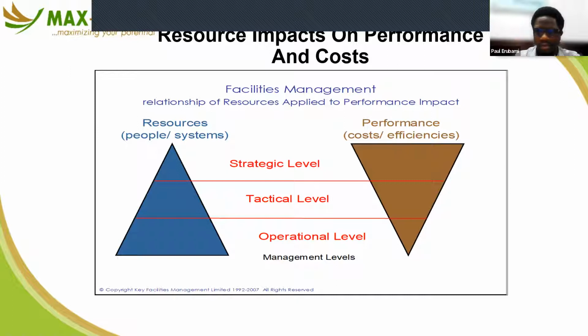So in looking at this chart, don't just see it as FM work, see it as my life. Who are those making it? Where are they right now in the industry? They are at the top. They are taking strategic decisions, okay?